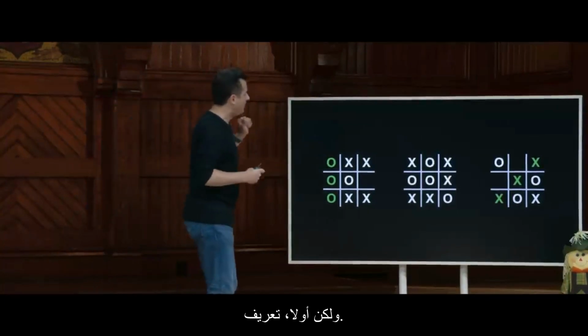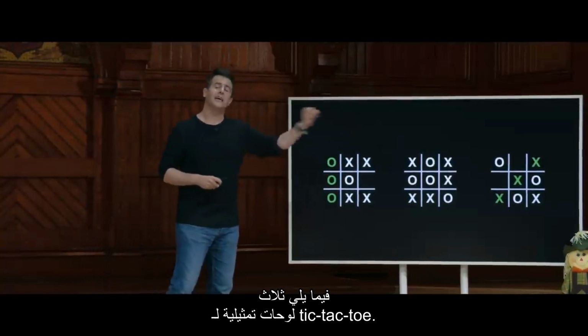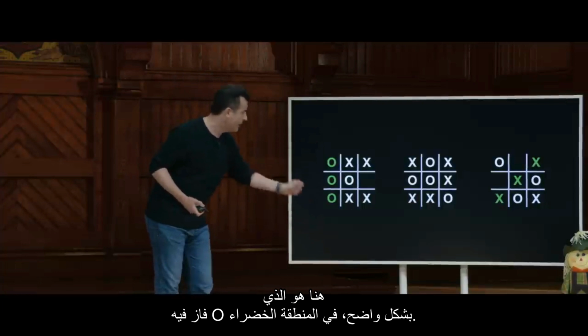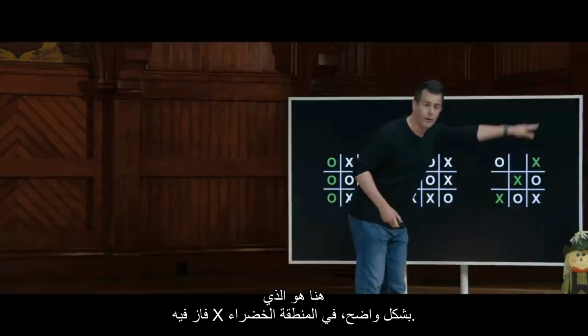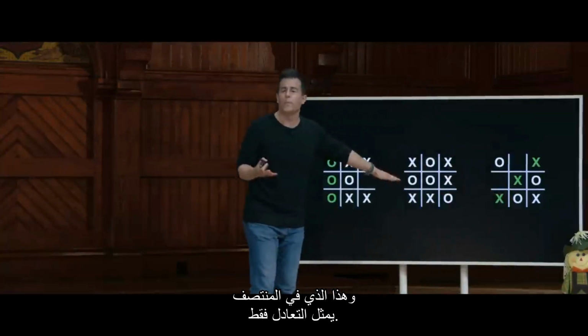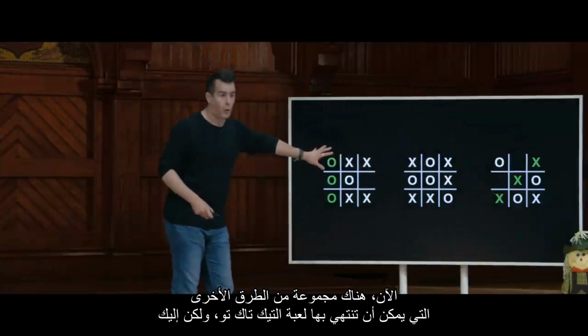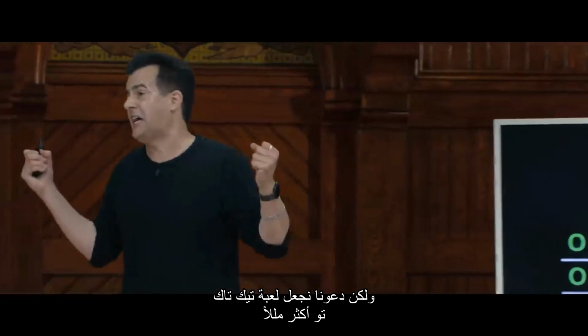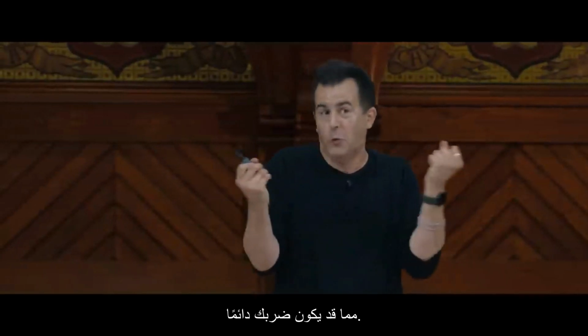But first, the definition. Here are 3 representative tic-tac-toe boards. Here is one in which O has clearly won, per the green. Here is one in which X has clearly won, per the green. And this one in the middle just represents a draw. Now, there's a bunch of other ways that tic-tac-toe could end, but here's just 3 representative ones. But let's make tic-tac-toe even more boring than it might have always struck you as.